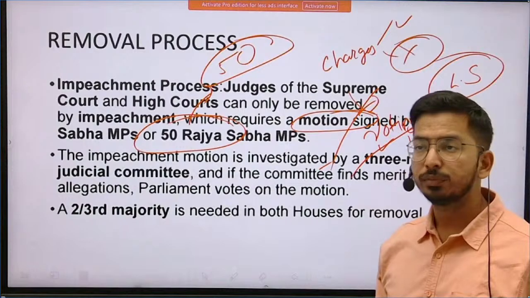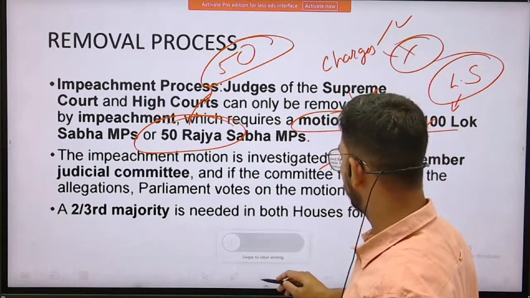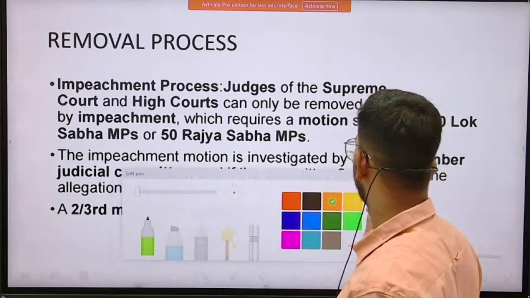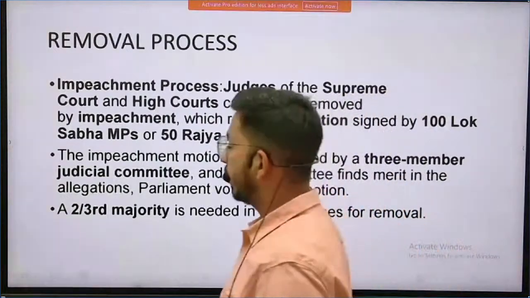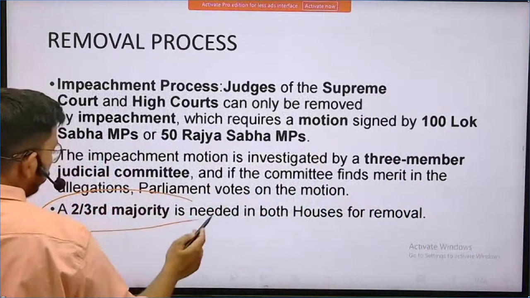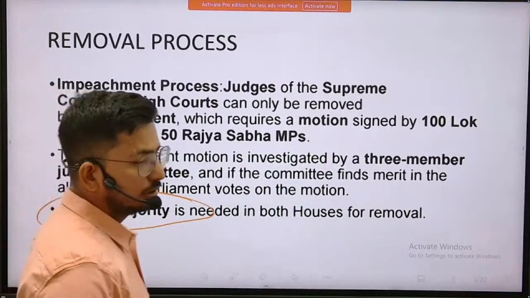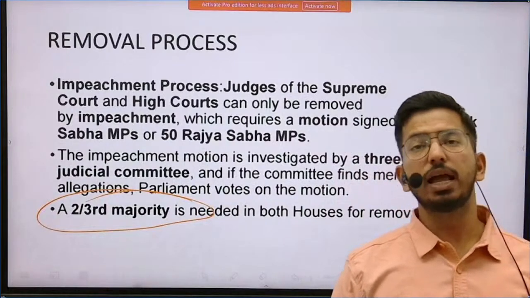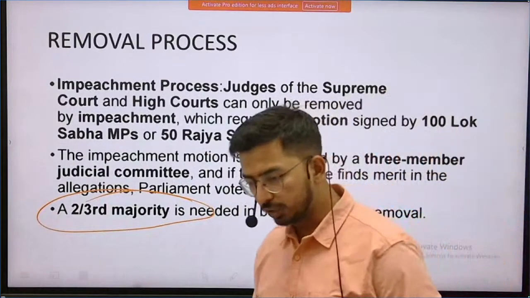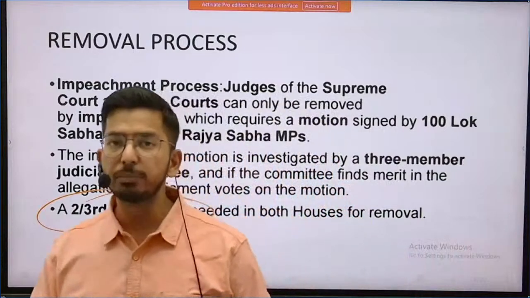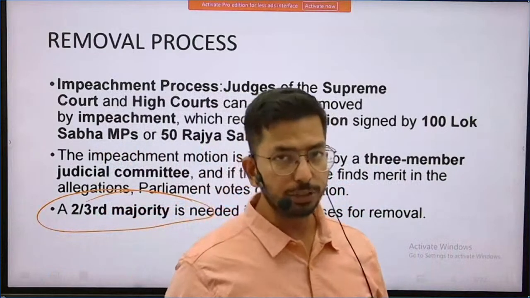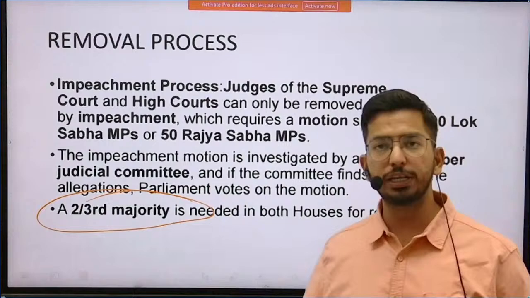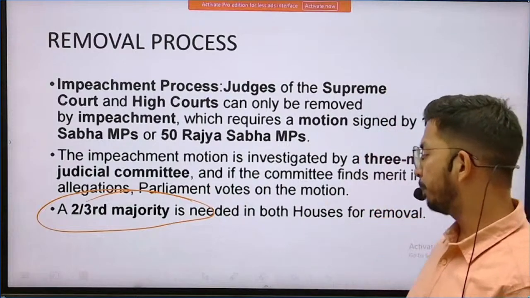When we talk about voting in the House, it requires a two-third majority of the House for the removal. Make sure you understand there are different kinds of majorities for different kinds of procedures. Some will be simple majority, some will be special majority. So make sure that on this part, where we are discussing what kind of majority is required, you are very much clear. Now, moving forward.